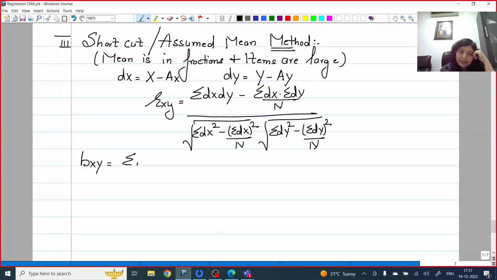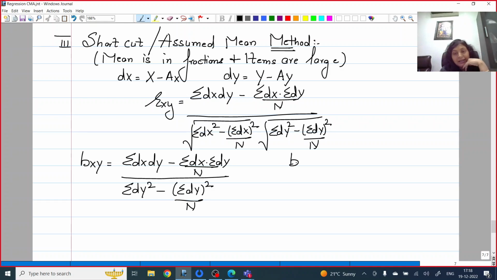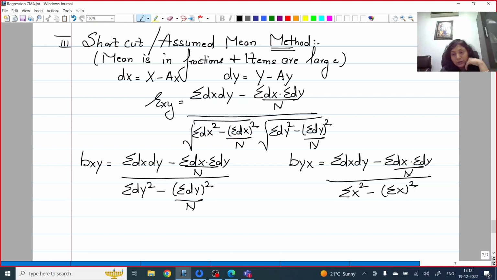So bxy is summation dx dy minus summation dx summation dy upon n. The numerator remains the same. In the denominator, we have just the independent variable, that is summation dy square minus summation dy whole square upon n, without square root. Similarly, in case of byx, we have again the same numerator, summation dx dy minus summation dx summation dy upon n. And in the denominator, we have the independent variable, that is x, summation dx square minus summation dx whole square upon n. But you don't need to write the square root.